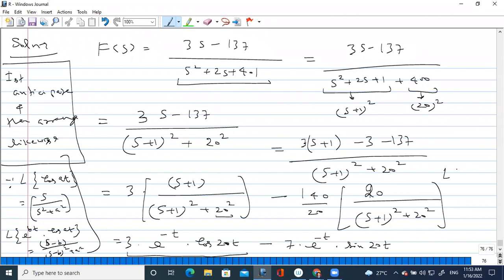Here sine formula, which one to use? Sin at equals a divided by s square plus a square. So that formula we apply. And because it is s plus 1, so e to the power minus t will also come, minus 1t.